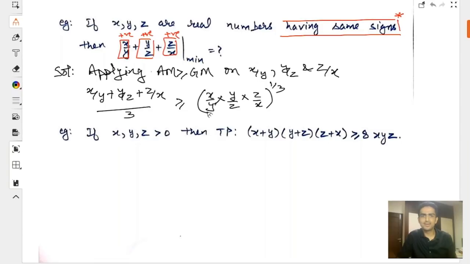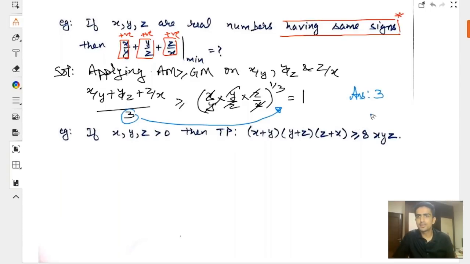And it's done. Cut. Cancelled. Cancelled. It is 1 now. So clearly this 3 will be cross multiplied and you are going to get the minimum value is 3. Okay, so by now I'm expecting you know when to apply AMGM and how to apply AMGM.